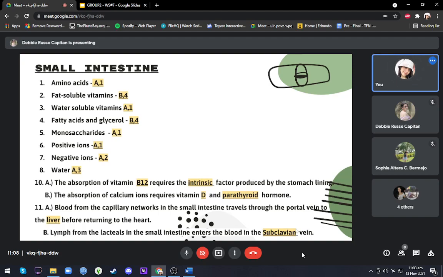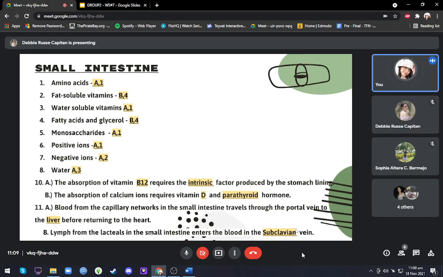Number 10, A is the absorption of vitamins. B12 requires the intrinsic factor produced by the stomach lining. B, the absorption of calcium ions requires vitamin D and the parathyroid hormone.